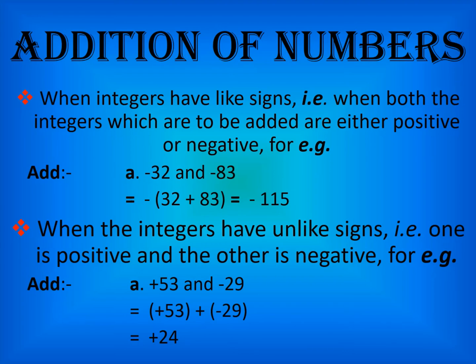When the integers have unlike signs, that is, one is positive and the other is negative. For example, we have to add positive 53 and minus 29. After adding, we will get positive 24.